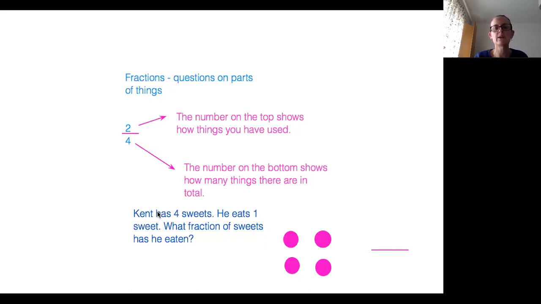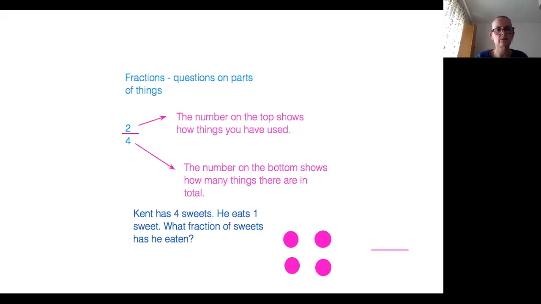So you might get a question that shows you something like a picture or says somebody has this many things, they eat this many or use this many. What's the fraction? So the first thing to do is think, well, what are the numbers doing? So let's look at the question. Kent has 4 sweets. He eats 1 sweet. What fraction of sweets has he eaten?